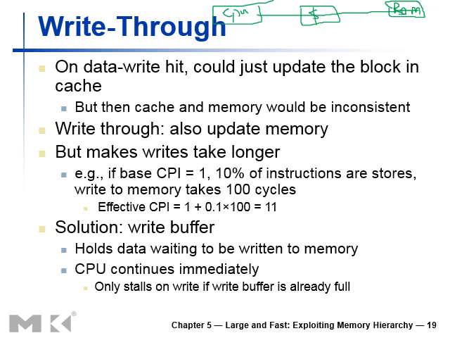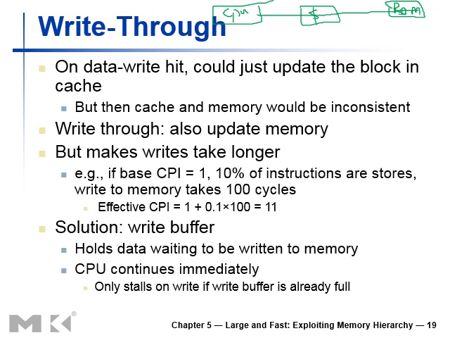One data write hit could just update the block in cache memory, but then cache and memory would be inconsistent. So what the write through strategy does is update the memory at the same time, but it makes writes take longer, because we've discussed that RAMs are slower devices and we have to access the RAM, so we have to suffer in terms of clock cycle time.